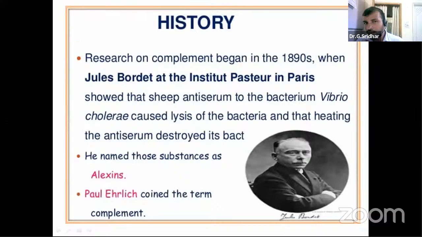But he did not coin the name complement proteins. Who coined the term complement? Paul Ehrlich coined the term complement. Why did he coin this name? Because these complement proteins complement, or help, the main immune system to destroy or lyse the bacterial culture.